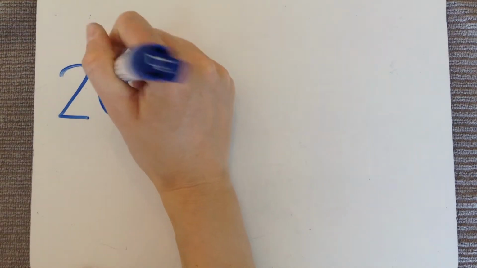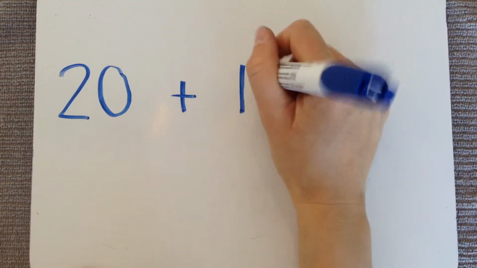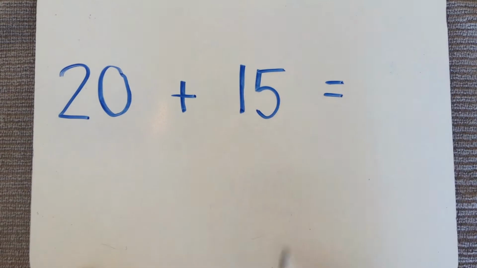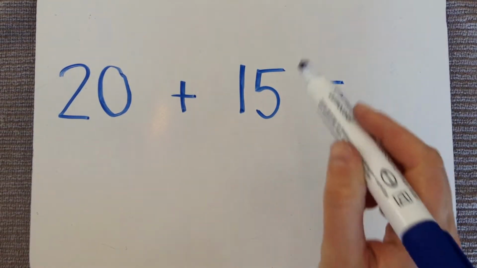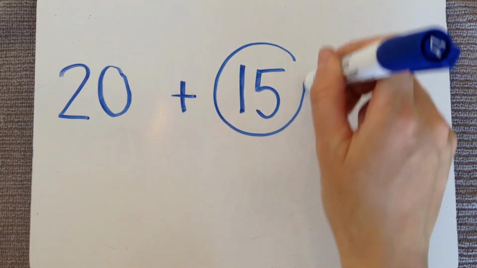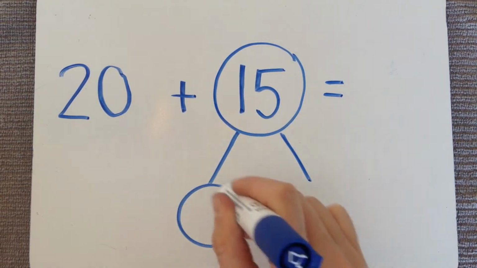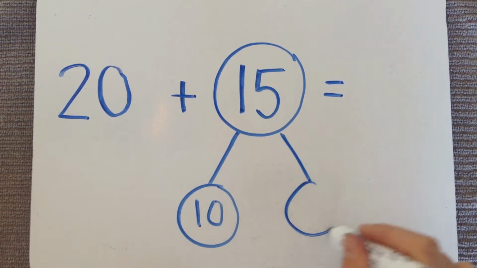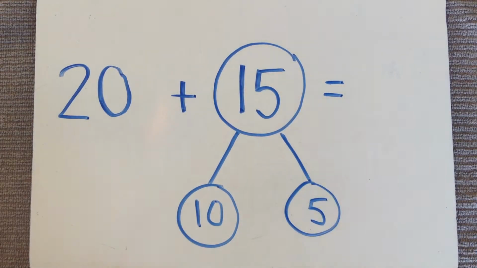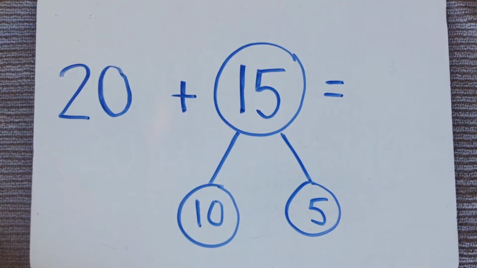20 plus 15 equals. Well, remember before how we talked about disguising numbers? We're going to be trying that again. You see, the number 15 is really the same thing as 10 and 5. I'm going to build it with base 10 blocks so you can see.